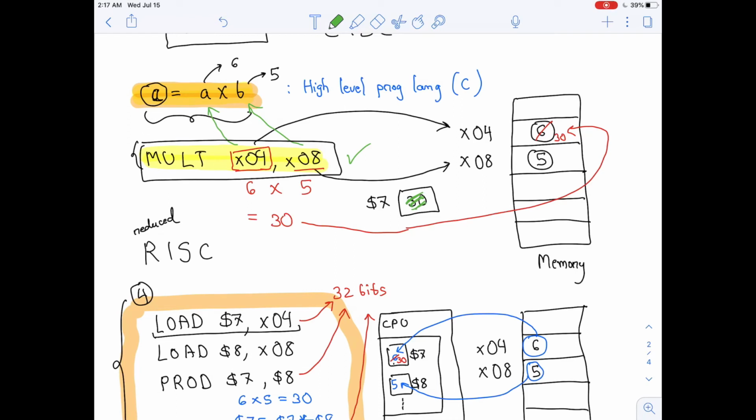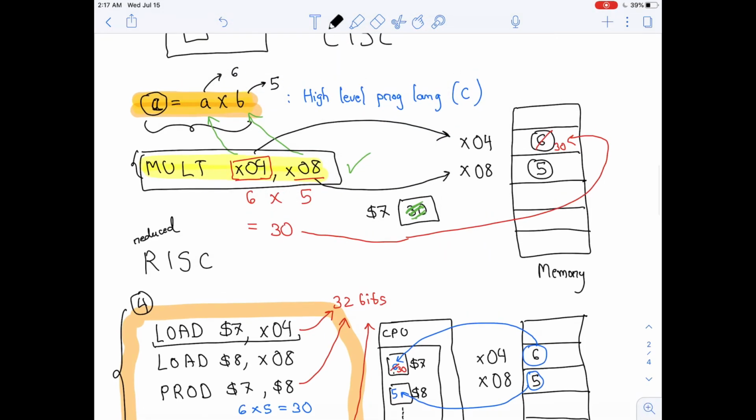So as you can see, if your next line of code was something like this: let's call this A equals A plus B. So A now should have the value of the previous product of A into B.